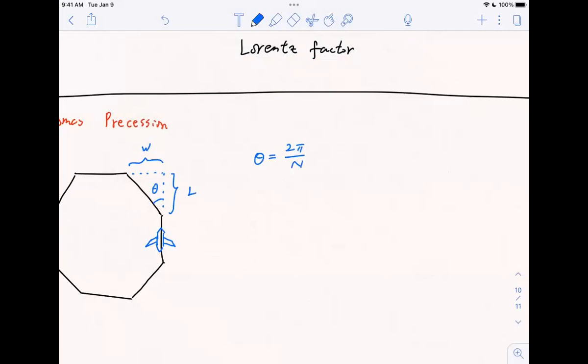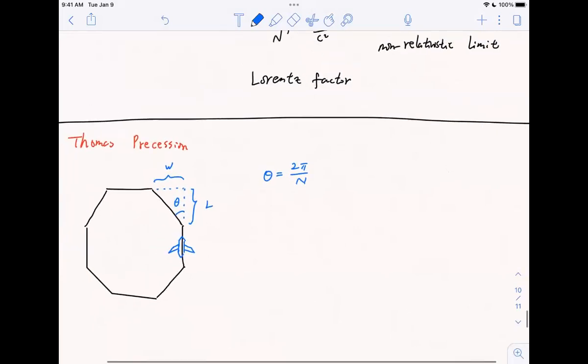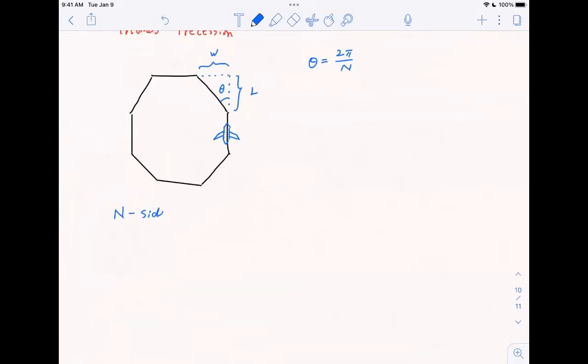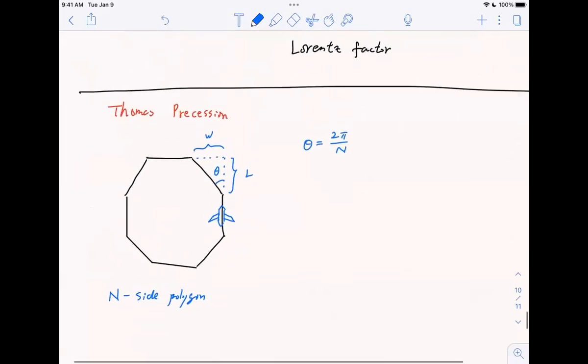So n is the number of sides. You have an n-sided polygon. Let's say it's a regular one, so all the sides are the same. This plane is going to move along this n-sided polygon. When you take n to be infinitely large, it becomes a circle. So when this plane is taking a turn, then you need to consider the relativistic effect. So tan theta is equal to W over L, the width over the length.